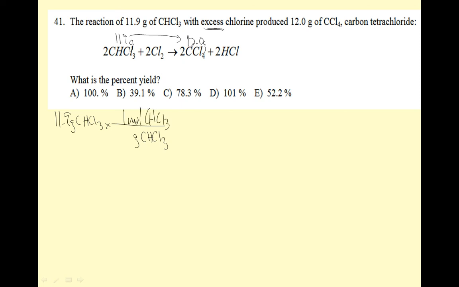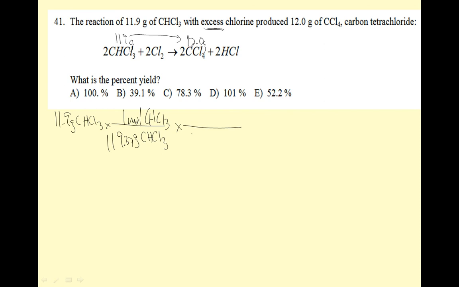So little g means grams, little g means go to the periodic table. So 12.01 plus 1.01 plus 35.45 plus 35.45 plus 35.45. Yeah, I don't have parentheses on my calculator. That's 119.37 grams. That's moles.